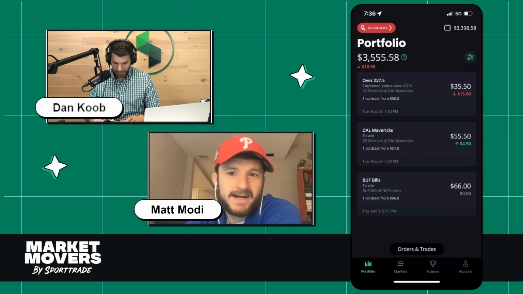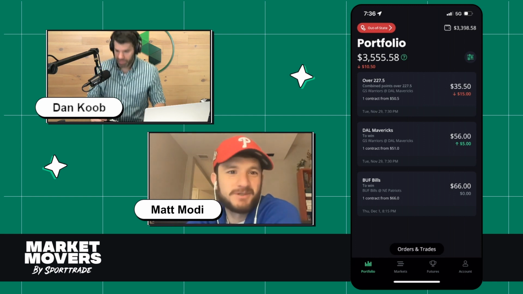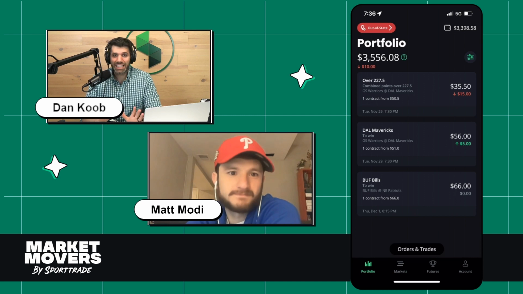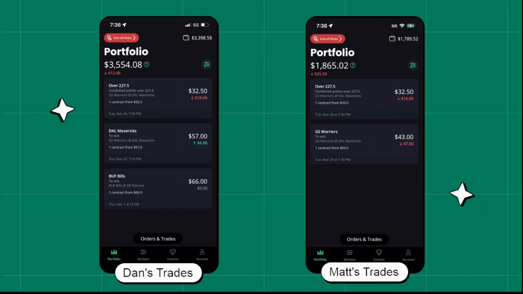Yeah, so if you got in on the Cowboys after the week 1 loss, when Dak gets hurt, you bought them then, you could probably cash out for a pretty penny. Buying the dip. Let's get into Dallas and Golden State right now. So my trades are on the left, obviously under Dan. Your trades are on the right, obviously under Matt's.